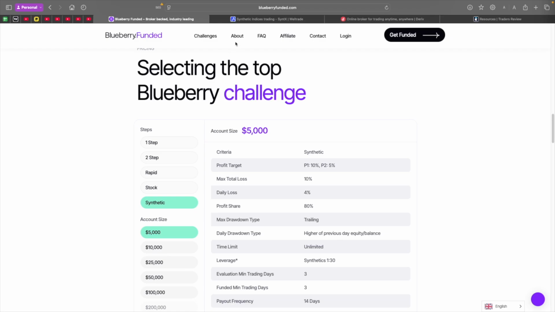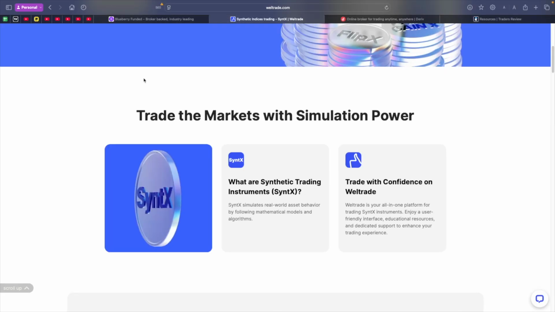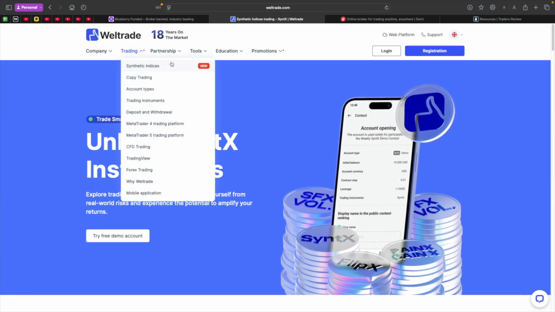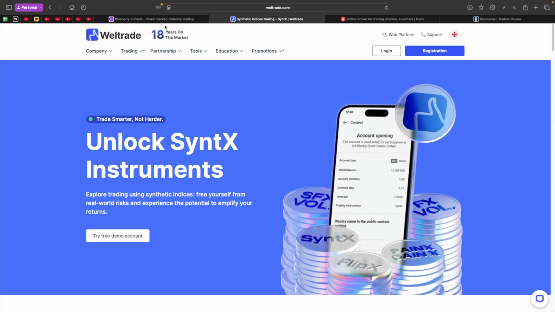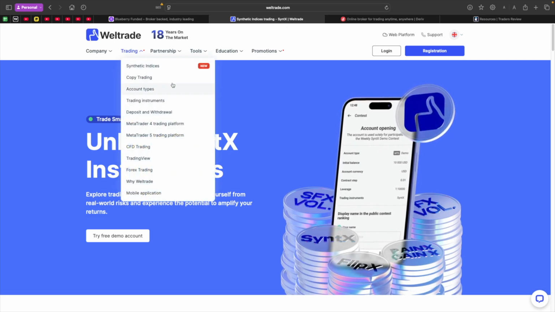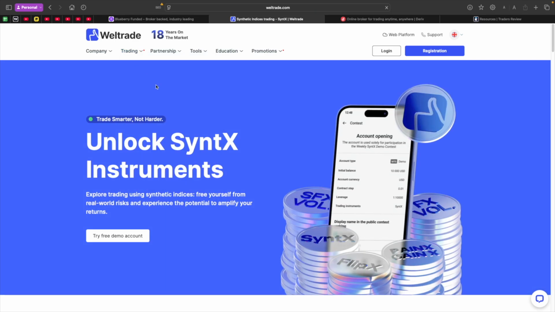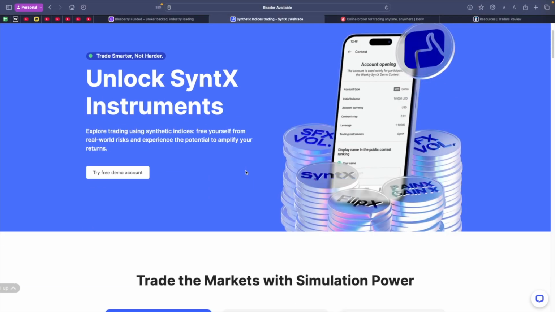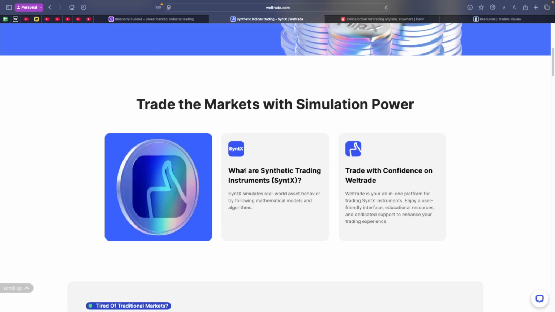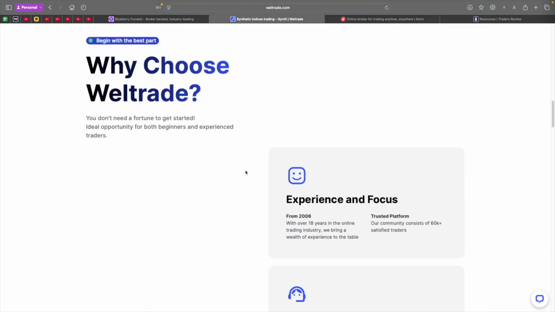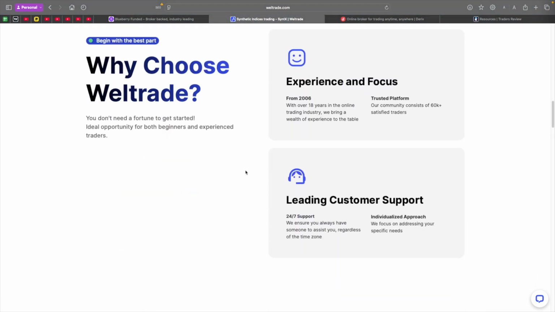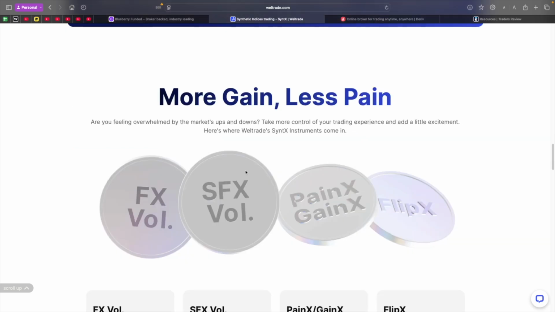The next one, if you don't trade Blueberry, if you don't want a funded account on synthetics, we've partnered up with Wild Trade as well. So someone that doesn't trade the Deriv or prop firms, Wild Trade has a new synthetic trading as well. So when you click on it, you can go through it. And we also partnered up with them for our indicator to work.